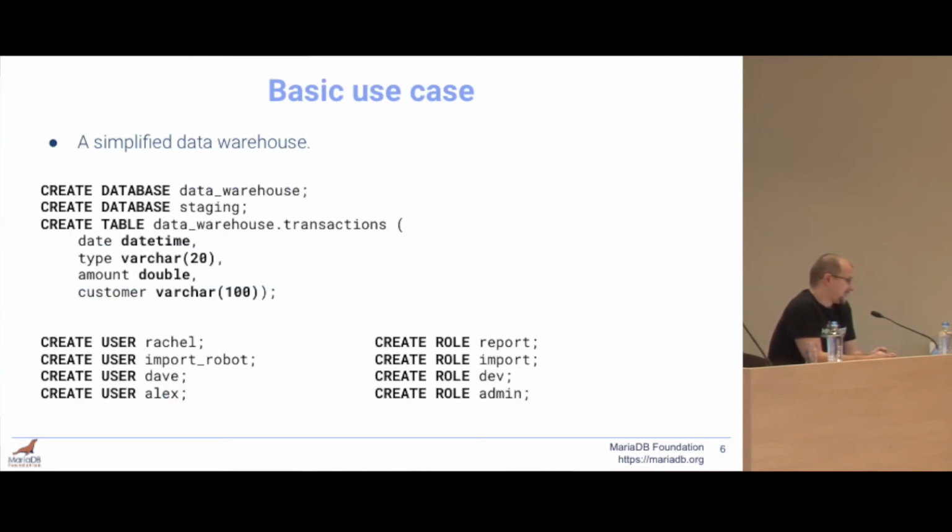So a basic use case: there's a very, very simplified data warehouse with just one table of transactions, and we have a couple of users. We have a user that deals with reporting, so only selecting stuff in the database. I'm going to call her Rachel. We have another script that always puts data into the database, so an import robot. We have a developer, Dave, and our admin, Alex.